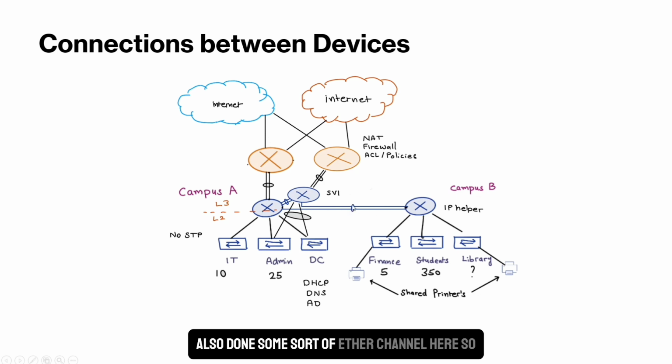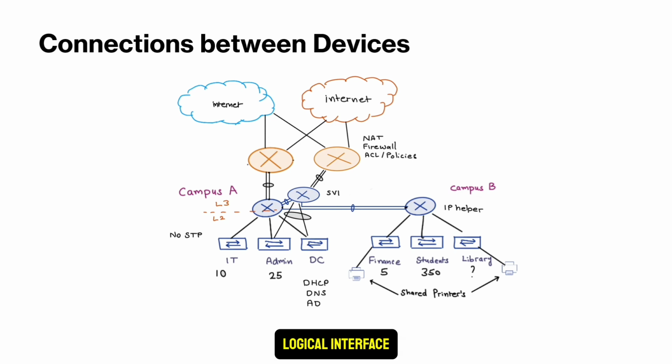And I've also done some sort of EtherChannel here. So every link will have double links going up, and then I'm also using an EtherChannel. Point to remember is if you use EtherChannel, there is no STP requirement because it's a logical interface. It looks at it as one.